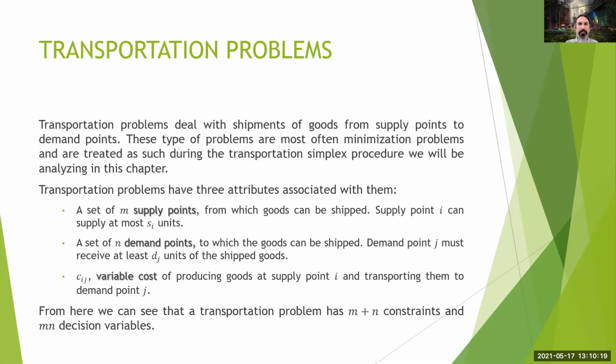So if there's a maximization version of it, you can just switch it to minimization by multiplying everything with a negative sign. So you can just treat every transportation problem as a minimization problem if it's easier for you. So we have some set of supply points. So it's M supply points, and now we can have N demand points and some variable cost.